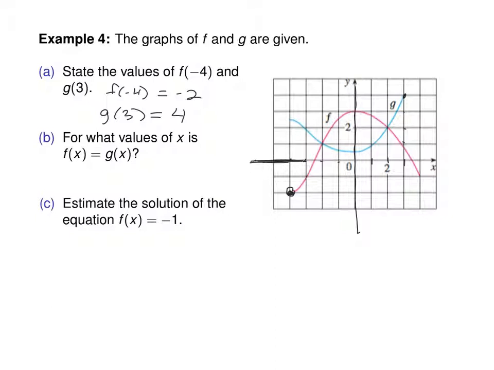Okay, for what values of x is f of x equal to g of x? So saying the y values of these functions are equal, right? That's going to happen when those functions do what? Cross. So those functions cross here, and they cross here, right? So find the values of x. What is the first x where that happens? x equals -2, and x equals +2, right?